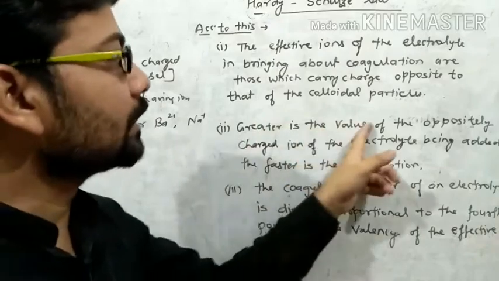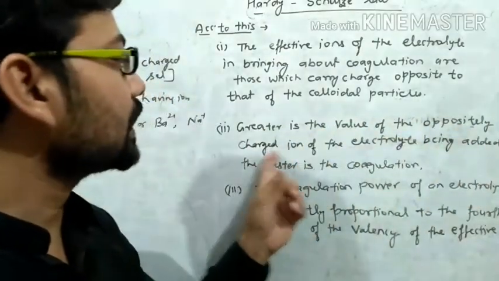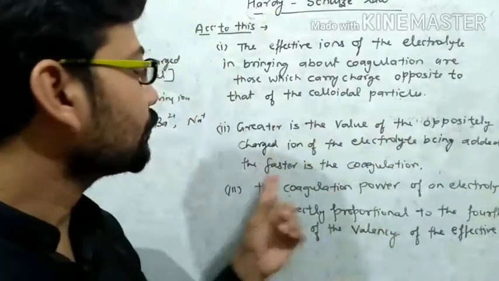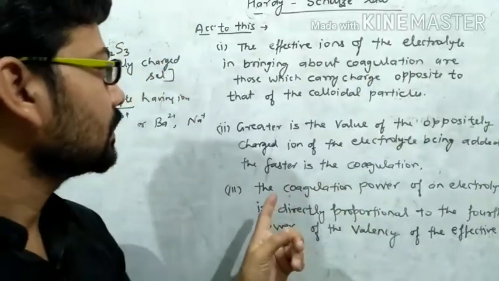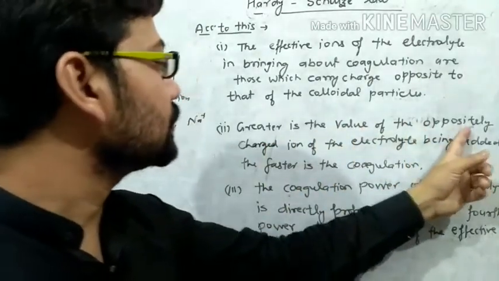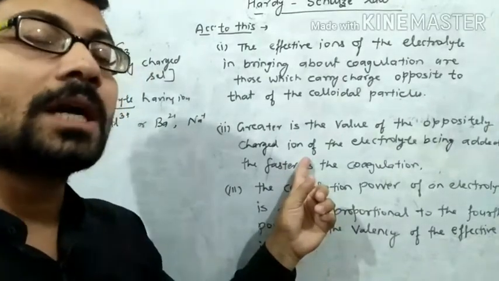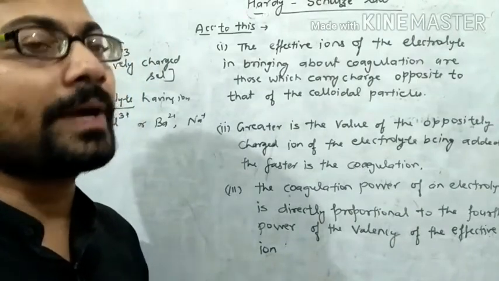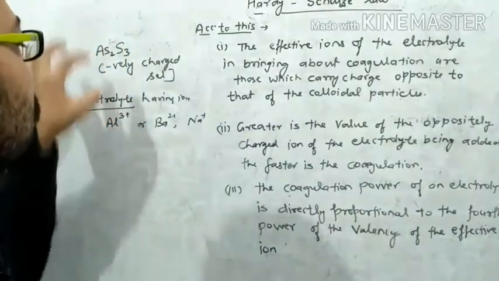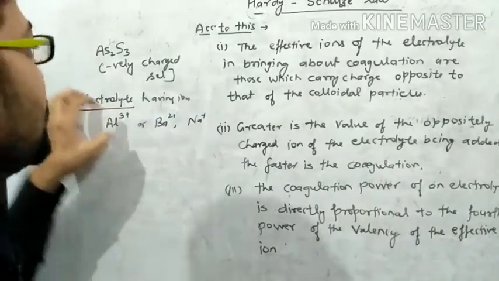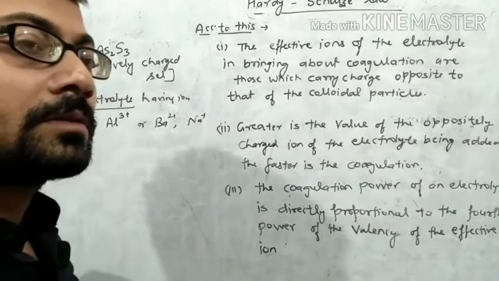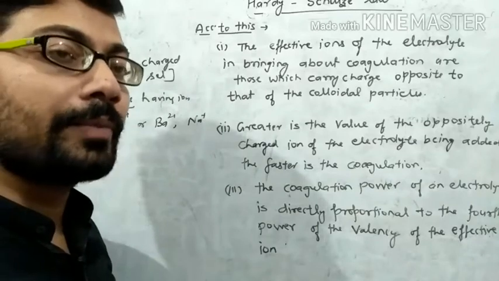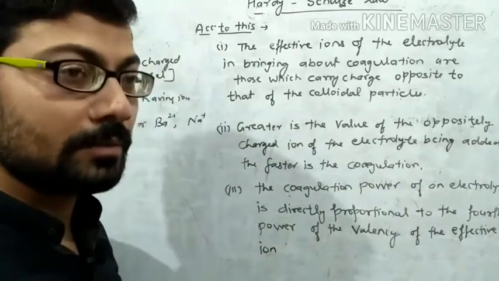Second, greater is the value of the oppositely charged ion of the electrolyte being added, the faster is the coagulation. Mean जितना ज़्यादा oppositely charged ion होगा उतना ही तेजी से coagulation हो पाएगा. Means if we add 3 molecules of aluminium ion in this charged salt, then more coagulation takes place as compared to when we add 1 molecule of aluminium ion, right?